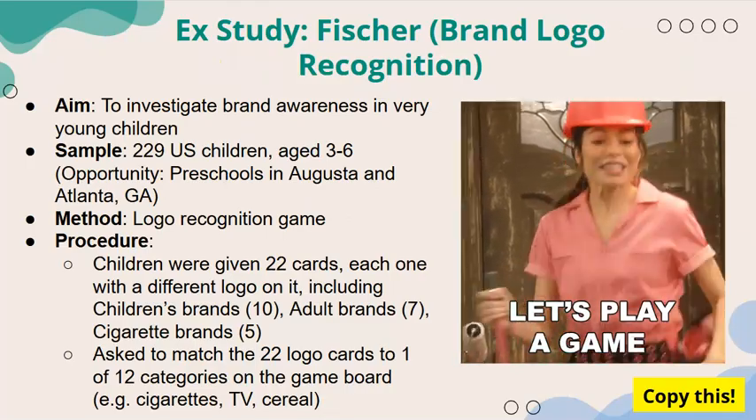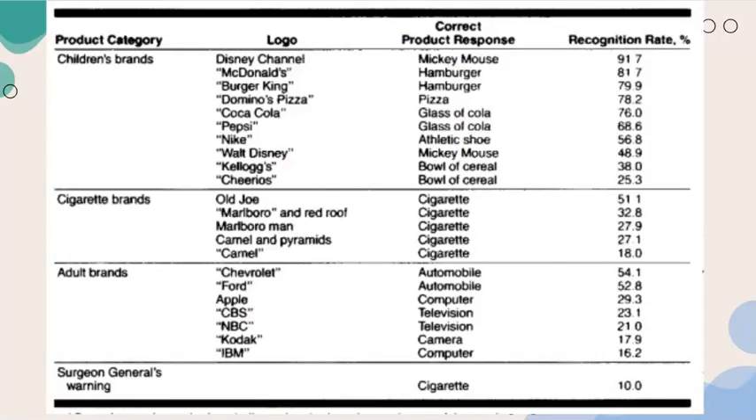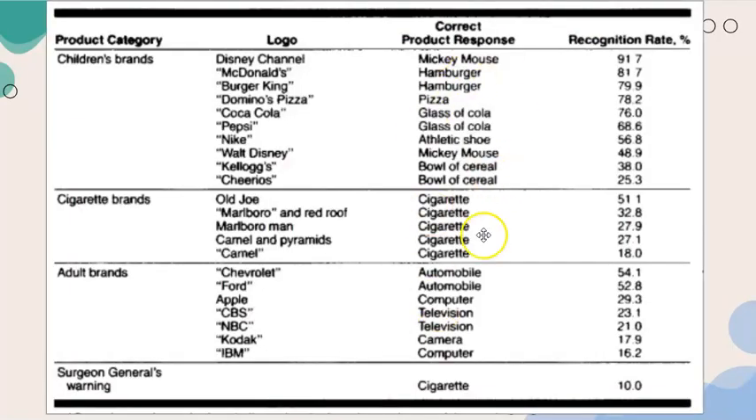That was the goal. There were 10 children's brands. You can see them here, 5 cigarette brands, or not different brands, but different images associated with cigarettes, and then some adult brands. And you can see here, this was the children's recognition rate. You need to see that they had very high recognition rate for children's brands. The highest was the Disney Channel, almost 92, ranging down to Cheerios. They were at 25. But they also had pretty good recognition for adult brands. The highest adult brand recognition was for Chevrolet at 54.